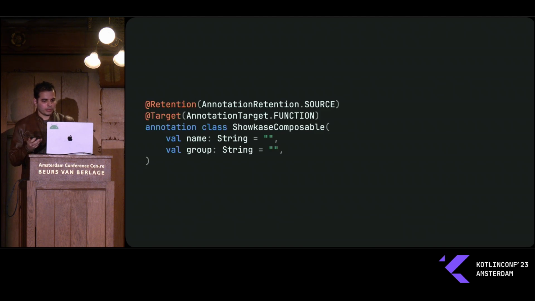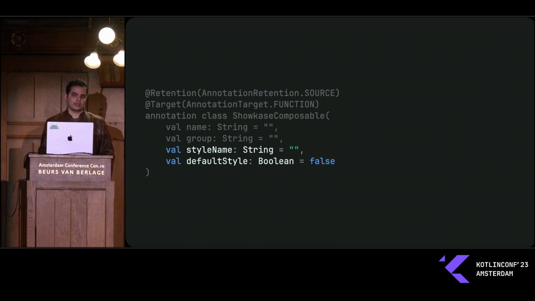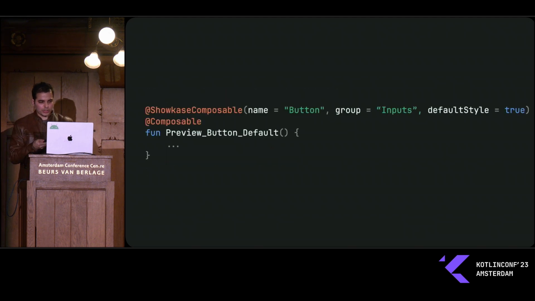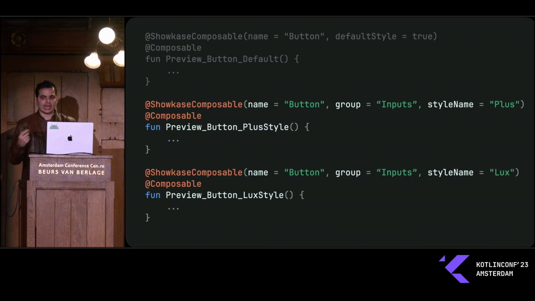And so let's attempt to add support for this with the existing pipeline that we have so far. If you remember, we had created Showcase Composable, the additional annotation. Now this is going to come in handy. What I'll essentially do is we'll add two fields to it. The first field is called the style name, and the second field is the default style, in case we want a preview to represent the default style of a component. And here's what the usage of this would look like. In this example, I'm representing the default style of a button, and then I'm creating two more styles, and I'm using the style name property to give a name to these styles for the same component.